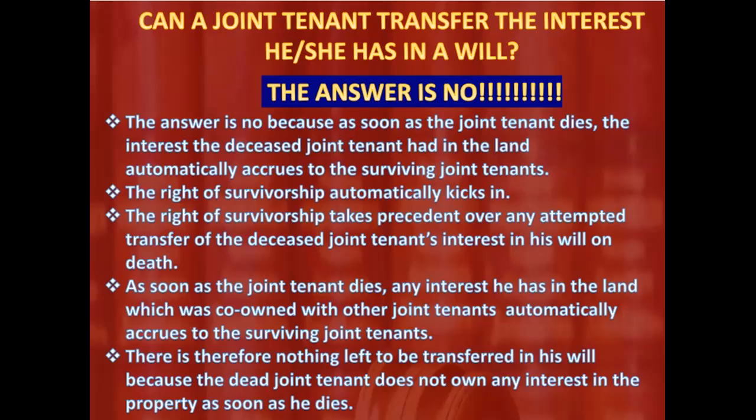There's no way a joint tenant can give his share of his interest to anybody in the will. This is because of the right of survivorship. Because the very moment and the very second the joint tenant dies, his interests are closed under the jus accrescendi, under the right of survivorship. His interests are closed to the surviving joint tenants. And so if his interest has accrued to the surviving joint tenants, it means that there's nothing to be given under his will to any person. Because the moment you die, automatically, your interest accrues to the other surviving joint tenants.